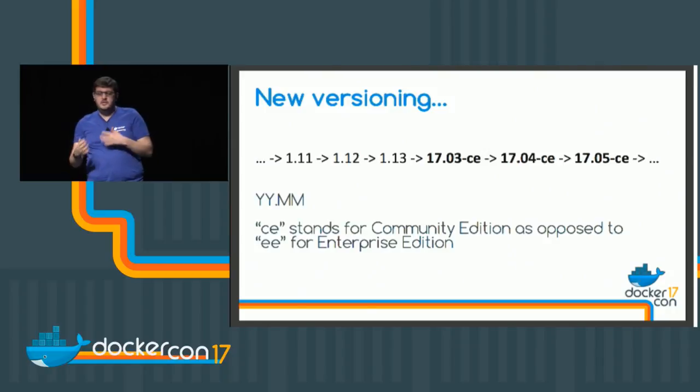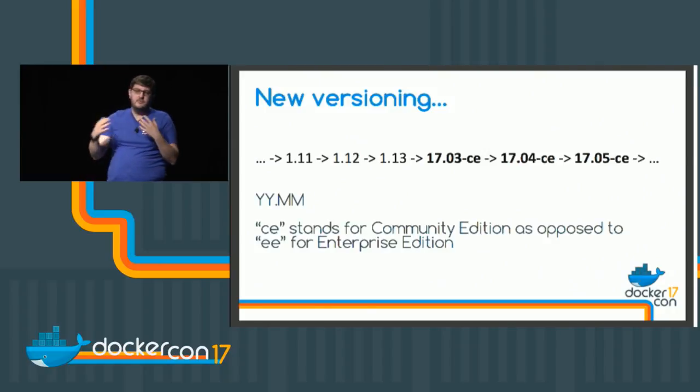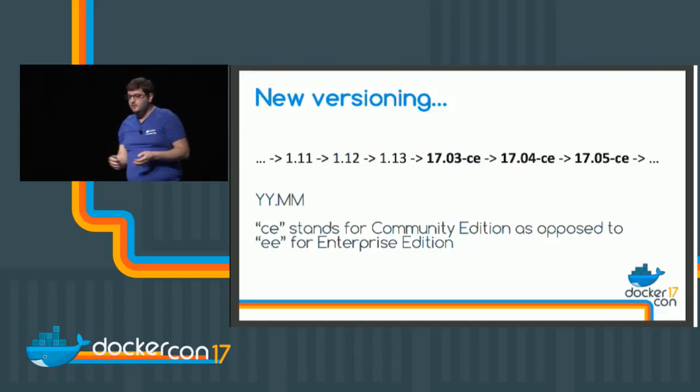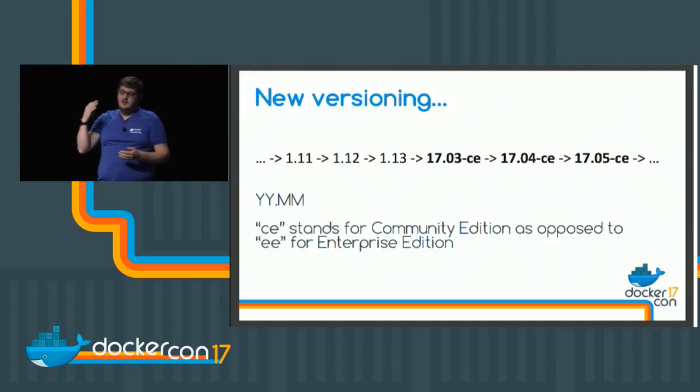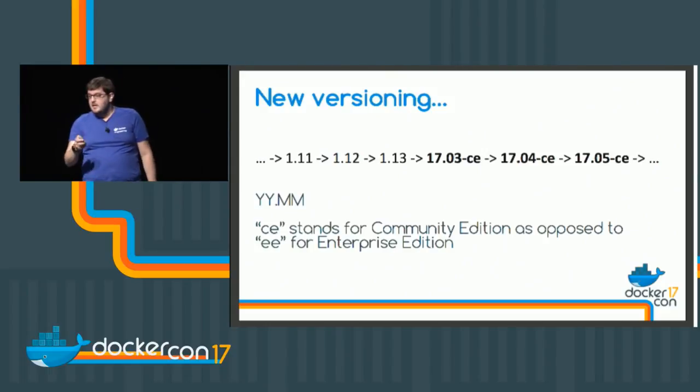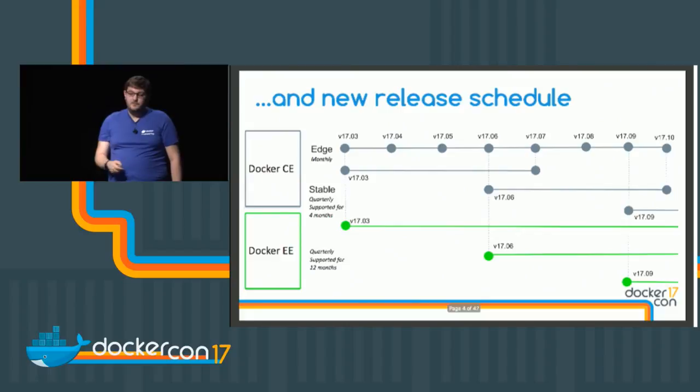CE means Community Edition. It's the free product Docker distributes that everybody can use freely. And it's opposed to EE, which is our Enterprise Edition. And so now in the version itself, you can see if you're on the CE version or the EE version. And with this new versioning, we also introduced a whole new release schedule.